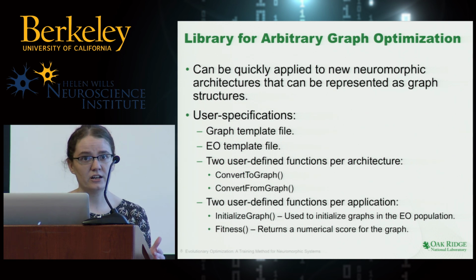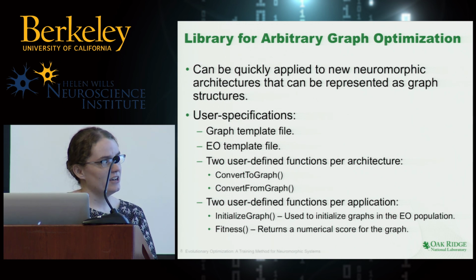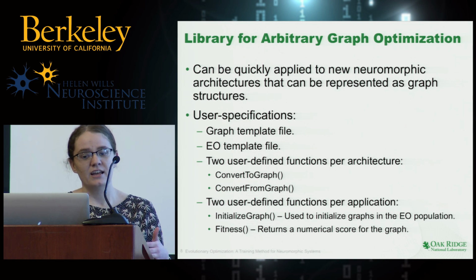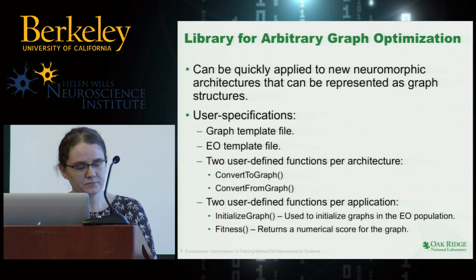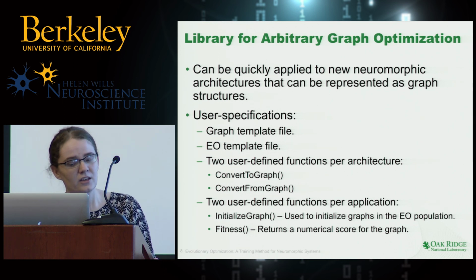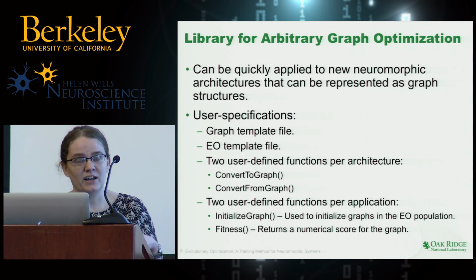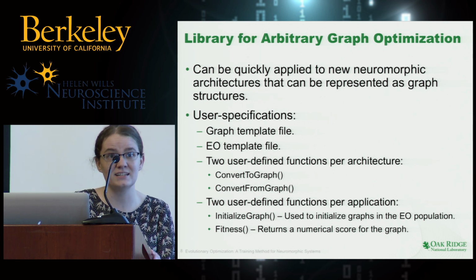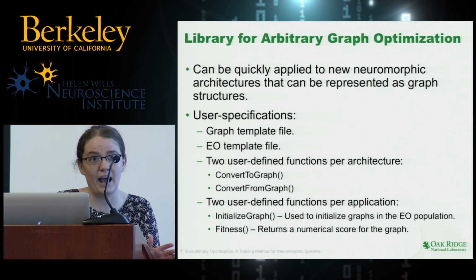So one of the things that I'm working on at Oak Ridge is building a library for arbitrary graph optimization. The idea of this library is that it can be quickly applied to new neuromorphic architectures that can be represented as graph structures. So if you had a neuromorphic architecture that you wanted to learn more about, there are a couple things that you would have to specify, and then you would be able to use this type of software. The first is a graph template file, which would define the node types and the edge types that you have, the parameters of those nodes and edges, and any connectivity restrictions you may have.